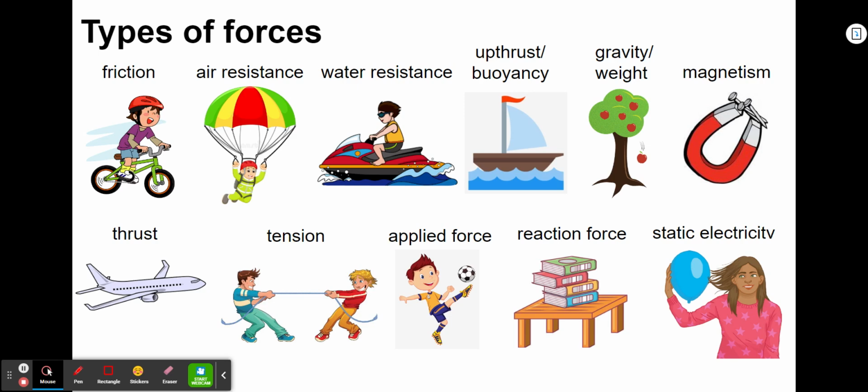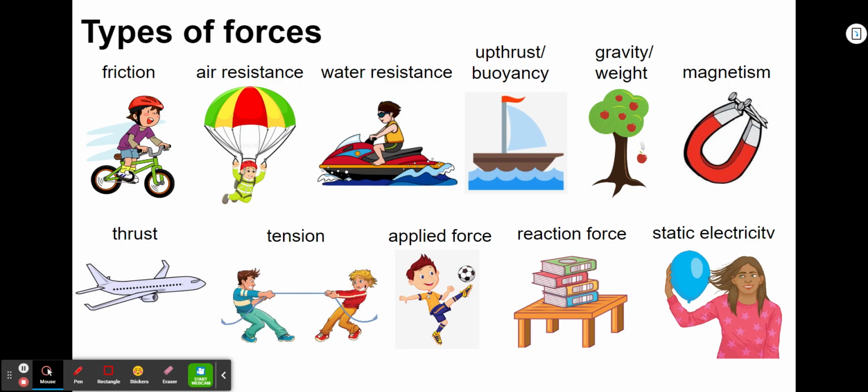As we can see here, this apple is falling from the tree due to its weight and the force of gravity. We have magnetism. Magnets can attract magnetic materials. We have thrust from an airline jet engine pushing the aeroplane forward. We have tension in the rope. As these two boys are pulling on the rope, there'll be tension within that rope. We have an applied force, as a boy kicking a football.